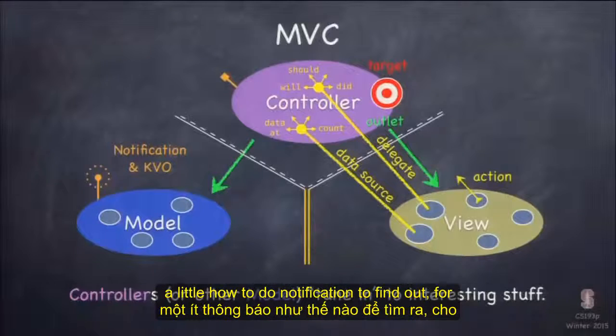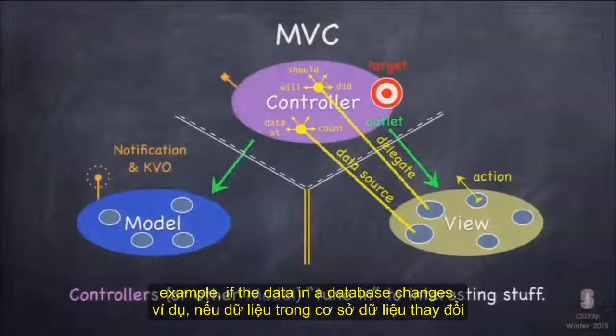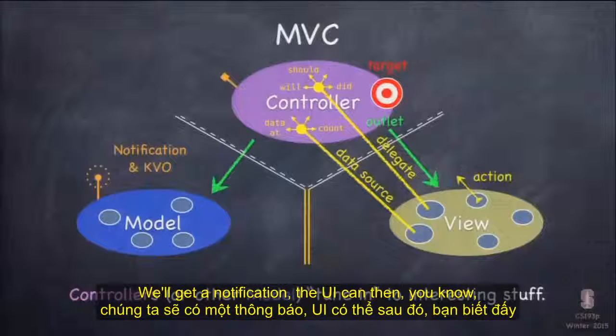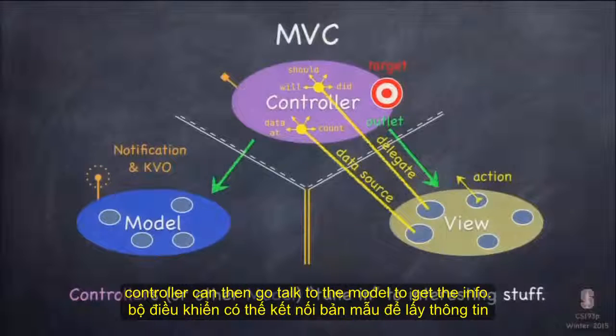So towards the end of the quarter, we'll start seeing how to do notification to find out, for example, if the data in a database changes. We'll get a notification. The UI, the controller, can then go talk to the model to get the new info.